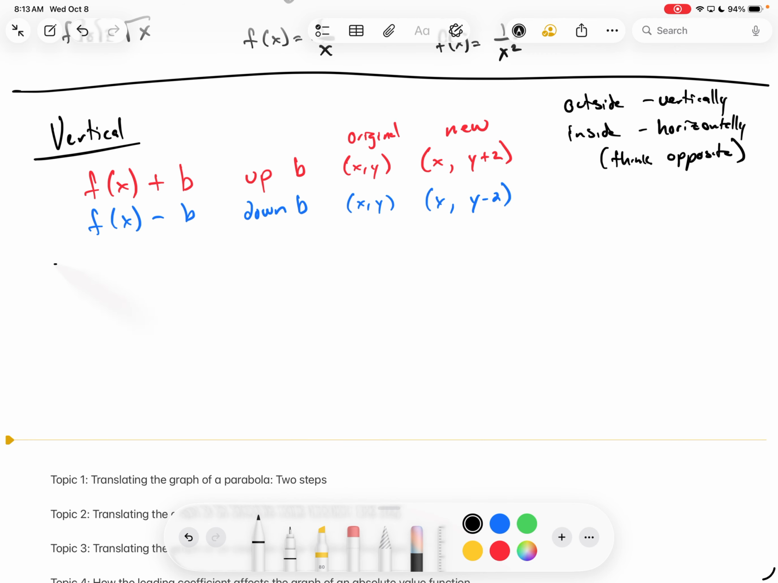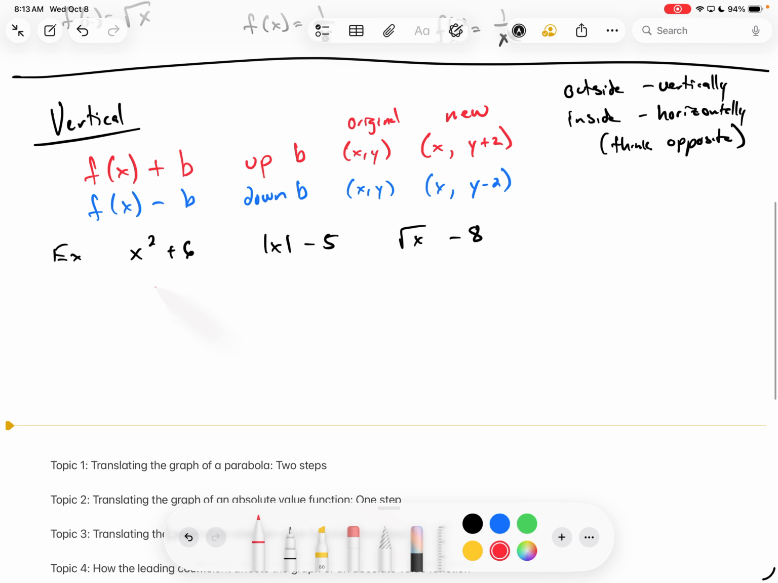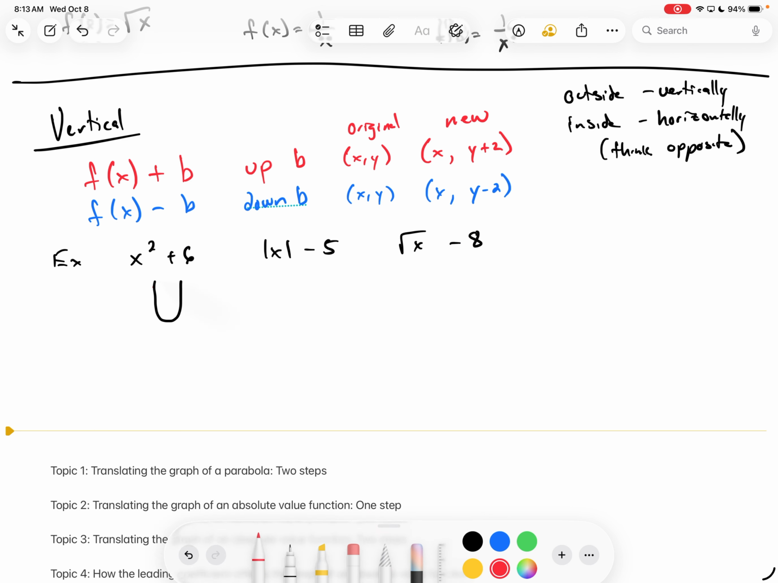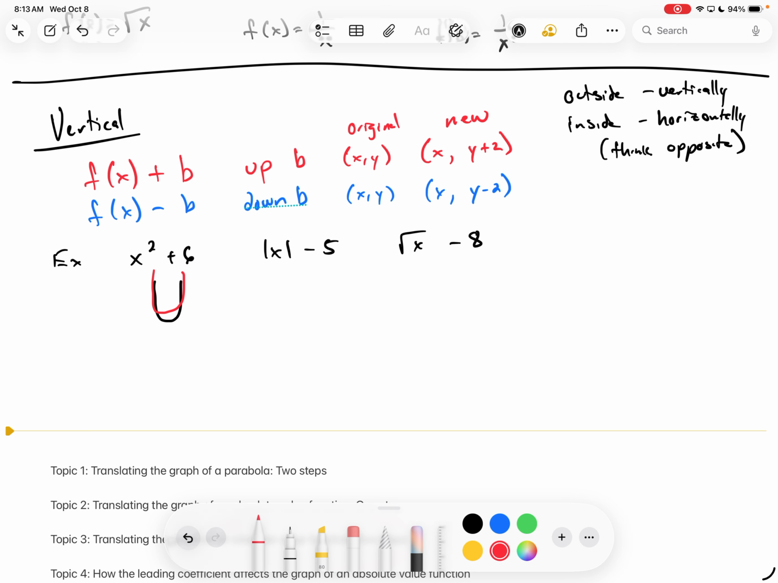So our examples are like if I have x squared plus 6, or the absolute value minus 5, or the square root of x minus 8. This one would take the original function. My original function, we drew it up there. It looks like this, and I would move it up 6. Okay. I would move it up 6 spots.